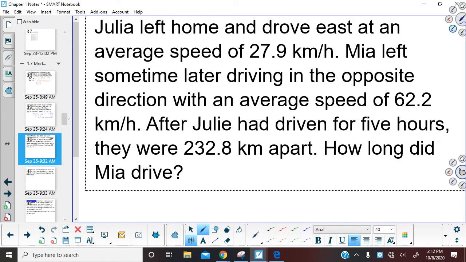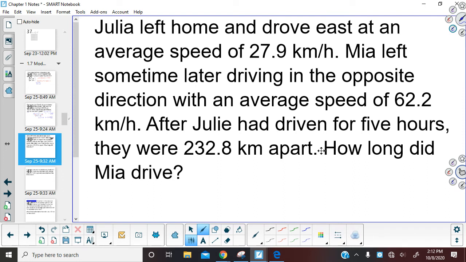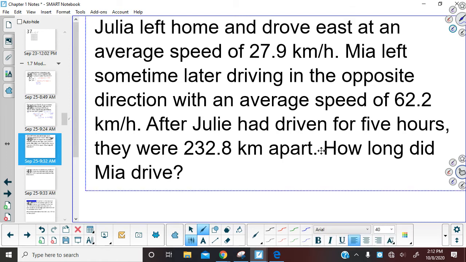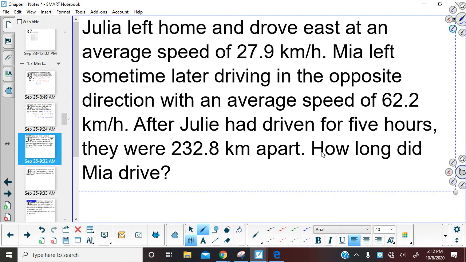Moving on to the next one. This one is one that you're going to be seeing definitely in some of the word problems that you're going to be practicing. So Julia left home and drove east at an average speed of 27.9 kilometers per hour.